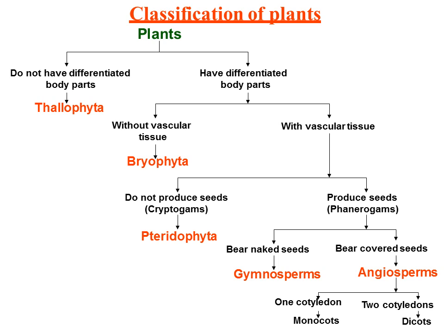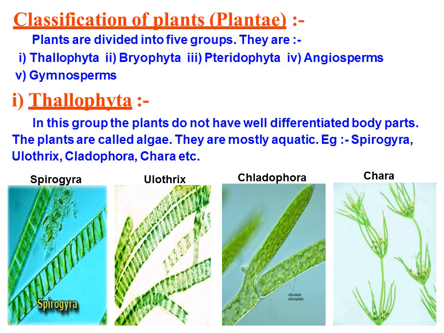And another one where the seeds are covered, Angiosperms. And in Angiosperms also we have two divisions. Number one is with one cotyledon, that means a single seed leaf, and they are called monocot. And another one is two cotyledons, that means dicot. So here mono means one and di means two. Okay, so this was the flow chart of classification of plants. So let's talk in a detailed way.